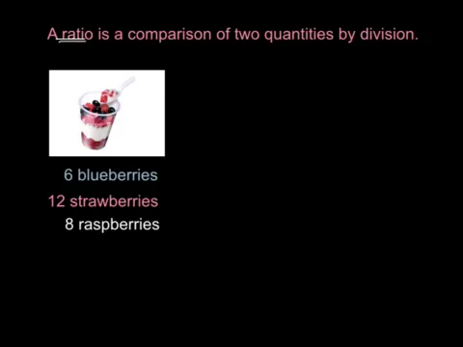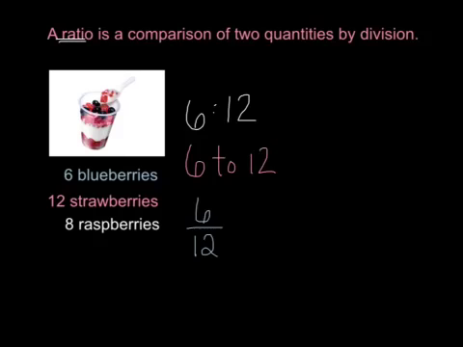So I could say for every 6 blueberries, there are 12 strawberries. And you can also write this in 2 other ways. You can write it with a colon in between, which is what there are here with 2 dots. You can also write it as a word phrase, so it's 6 to 12, meaning there are 6 blueberries to 12 strawberries. Or you can write it as a fraction, which looks like this, where we have 6 over 12. So for 6 blueberries, there are 12 strawberries.